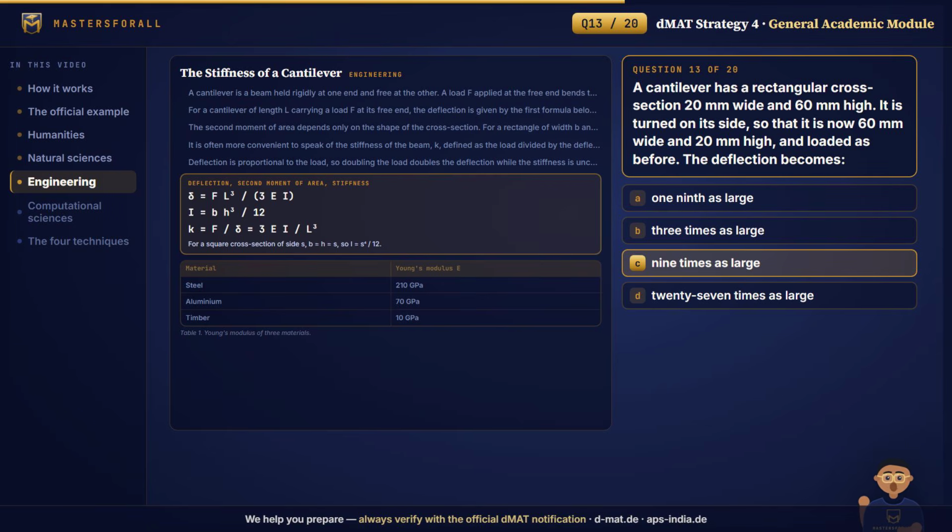3 squared, 9, so the second moment falls to a ninth and it is underneath, so that is 9 times the deflection, option C. This is why a floorboard on edge holds you and the same board laid flat does not. Same wood, 9 times the sag.